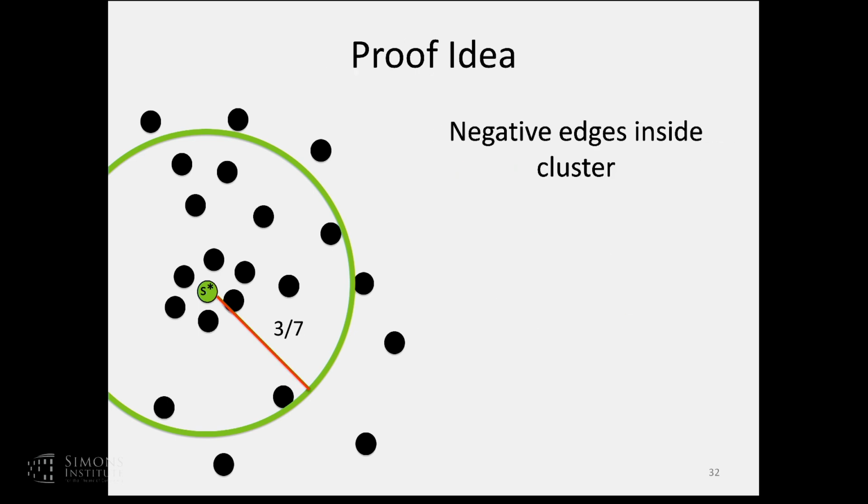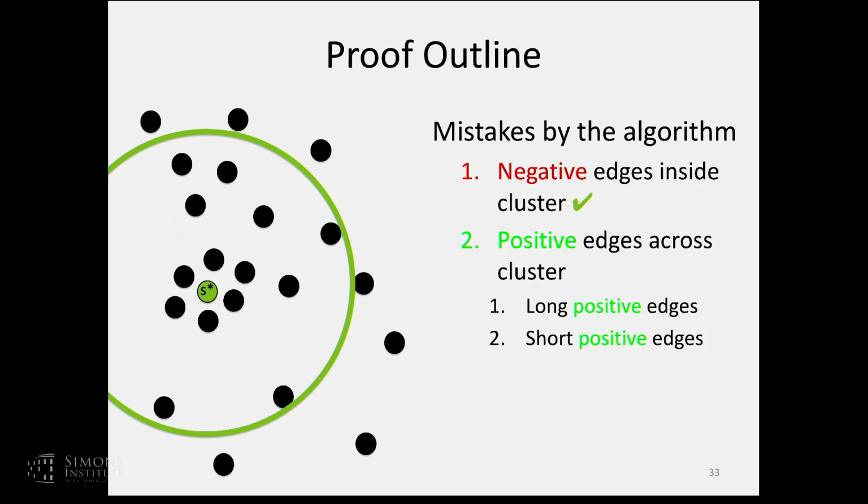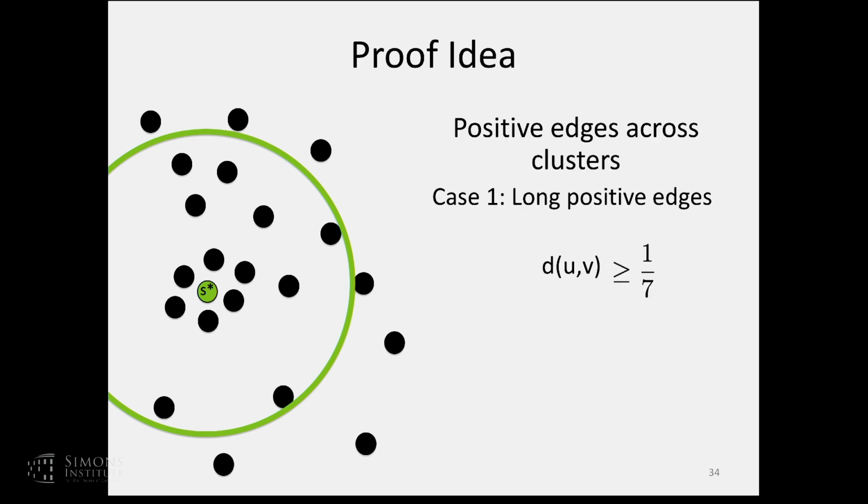Let's worry about negative edges inside the cluster. Remember that the radius of our cluster was a little less than half. So no negative edge that's completely inside the cluster can have distance close to 1. Any negative edge inside the cluster, the LP has got to have paid a lot for it, at least 1/7. So we're okay; that's not a problem. Let's worry about the positive edges. This one is a little more interesting, so let me give you a flavor of how we handle it.